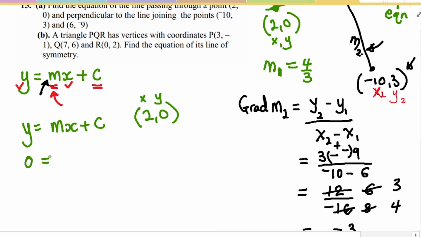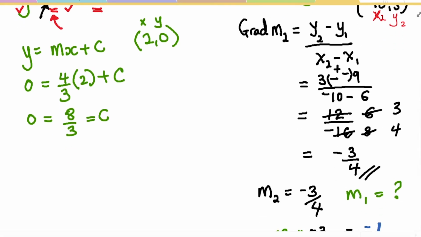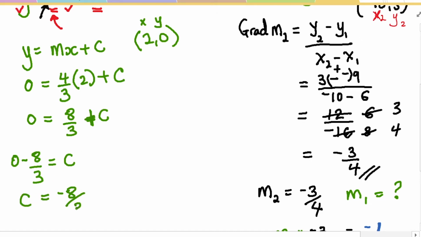So 0 is giving us our value of m, which we got as 4/3 times our value of x, which is 2, plus our value of c. So that's going to become 4 times 2, which is 8/3, plus c, which is equal to 0. So when we make c the subject of the formula, this is going to become 0 minus 8/3, giving us c. So meaning our value of c here is negative 8/3.